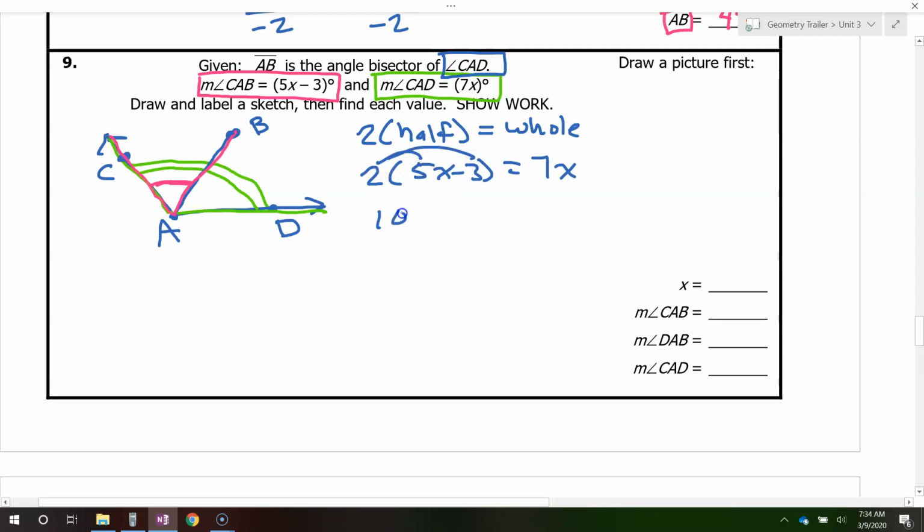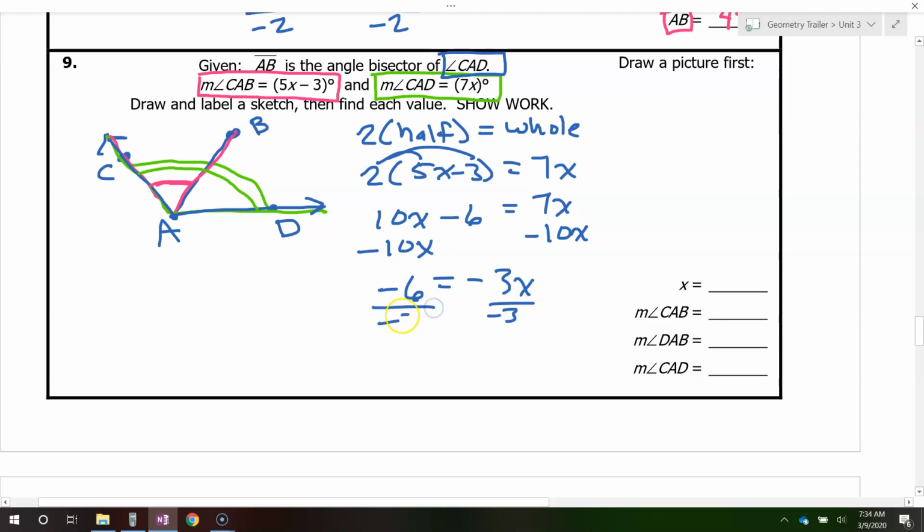After distributive property, we will have 10x minus 6 is equal to 7x. And wow, again, I need to get these x's together. And normally I might subtract 7x from both sides, but that will leave 0 over here. Students tend to find that confusing. So instead, I'm going to subtract 10x from both sides. So that will leave me with negative 6 is equal to negative 3x. And then when I divide both sides by negative 3, that'll give me positive 2 for x.